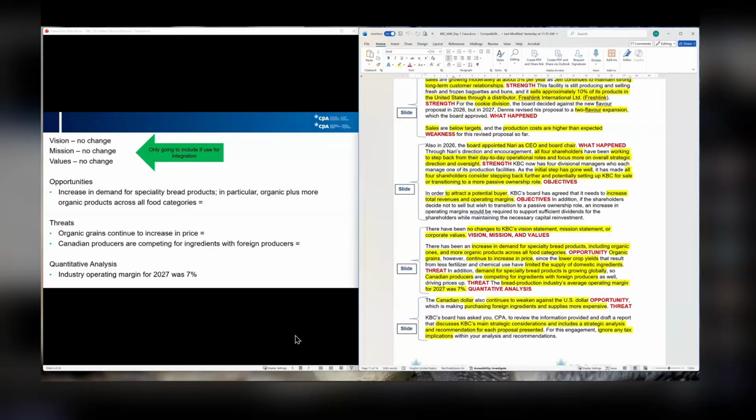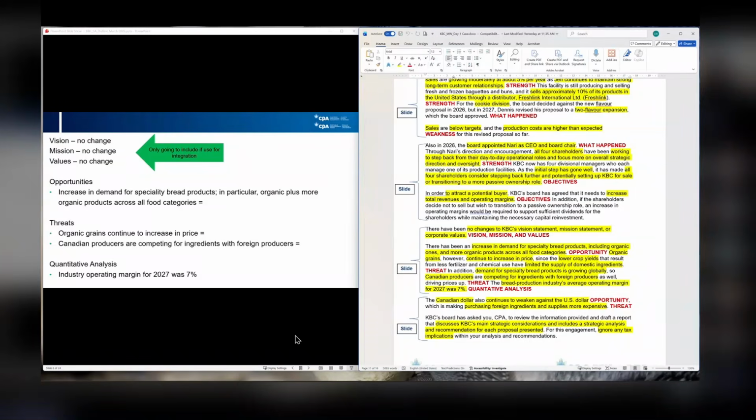So there's some opportunities. There's an increase in demand for specialty bread products, in particular organic, plus more organic products across all food groups, categories. There's some threats. So organic grains, they continue to increase in price. Canadian producers are competing for ingredients with foreign producers.